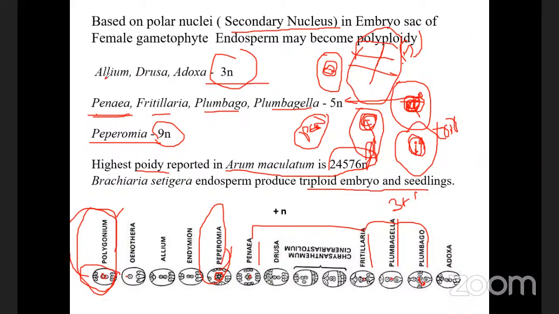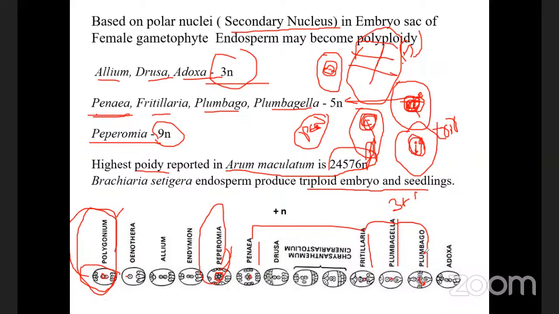They are also there in Allium, Drusa, Adoxa type. We have studied embryo sac types. These are the types of embryo sac. Polygonum and Oenothera type are monosporic, Allium is disporic, and all the remaining are tetrasporic. What are those? Peperomia, Penaea, Drusa, Adoxa, Fritillaria, Plumbagella, Plumbago. These all have 4 nuclei.